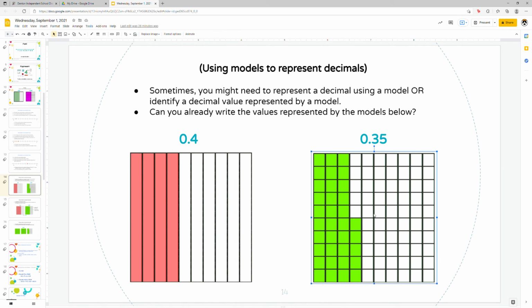The model on the right is hundredths, right? There's 100 little squares. Now each column is still a tenth. There are 3 full columns shaded in. That's why there's a 3 in the tenths place. And there's 5 more in the next column. So now I've got 5 hundredths. Together, that is 35 hundredths.